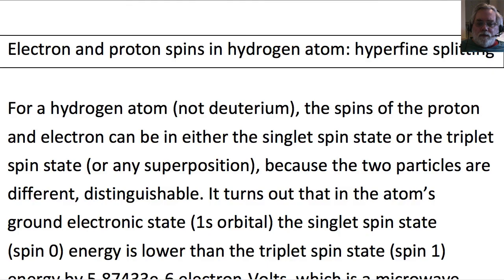Electron and proton spins in hydrogen atoms. Hyperfine splitting. For a hydrogen atom, not deuterium, the spins of the proton and electron can be in either the singlet spin state or the triplet spin state, or any superposition. Because the 2 particles are different, they are distinguishable.